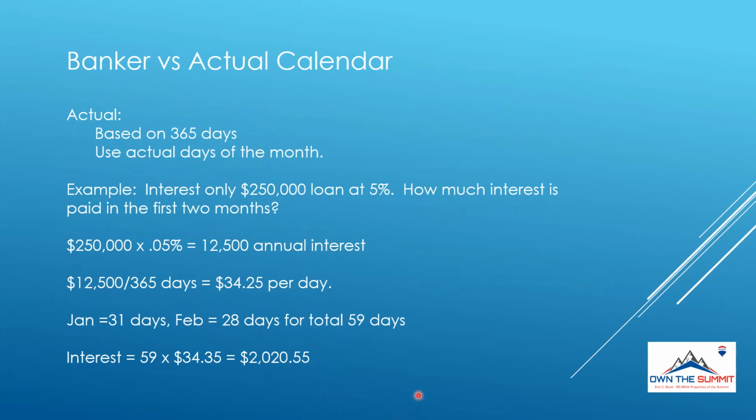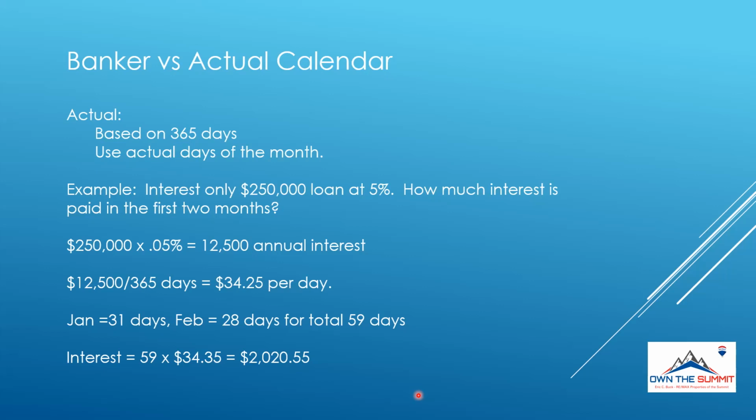Okay, now let's talk a little bit about the difference between a banker calendar and an actual calendar before we go on to some additional problems. An actual calendar is based on 365 days and uses the actual days of the month for its calculations. So let's say we have an interest-only loan for $250,000 at a 5% interest rate. How much interest is paid in the first 2 months? Well, $250,000 times 5% is $12,500 annual interest. If we divide that by 365 days, we find our daily interest is $34.25.